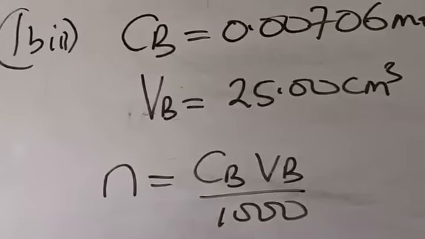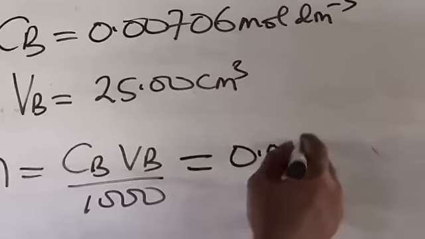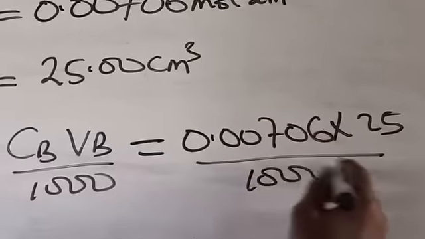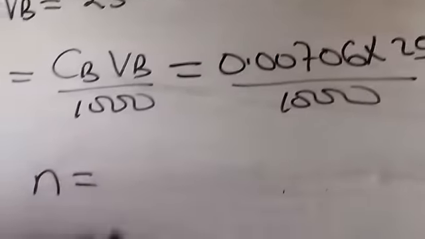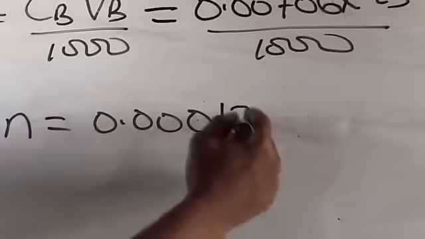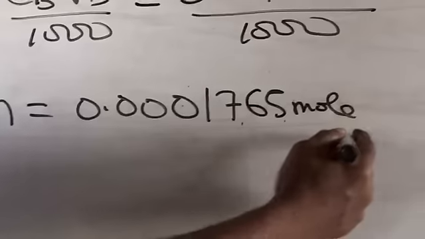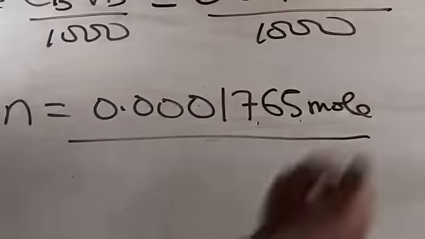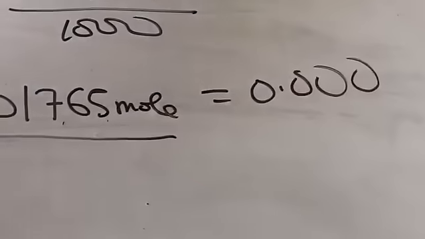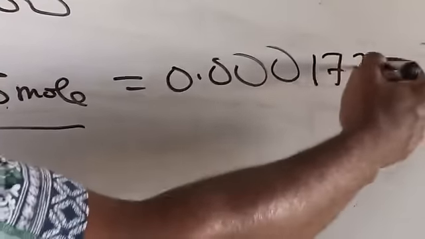So we'll make our substitution here. Our CB is 0.00706, times 25 over 1000. So please hurry up and give me the answer. 0.00 and triple zero. Yes. 0.001765 mole. But I say leave your answer to 3SF. So that's going to be 0.00. You start from the non-zero digit to count the significant figures: 1, 2, 3. That is 0.00177 mole.